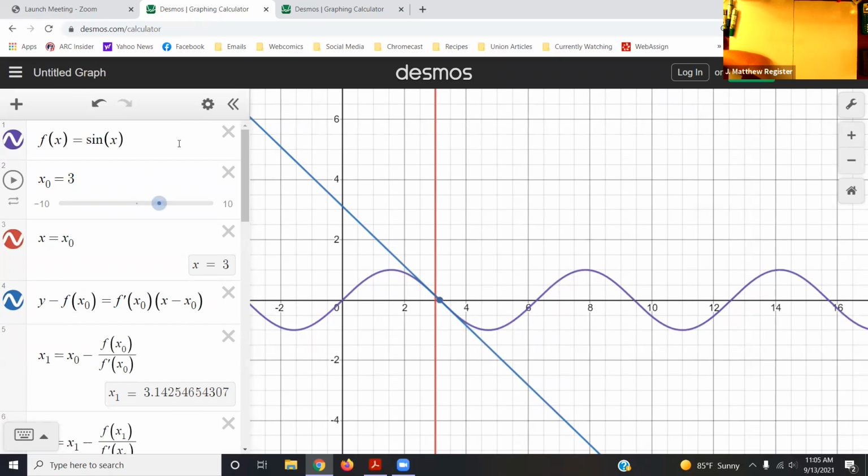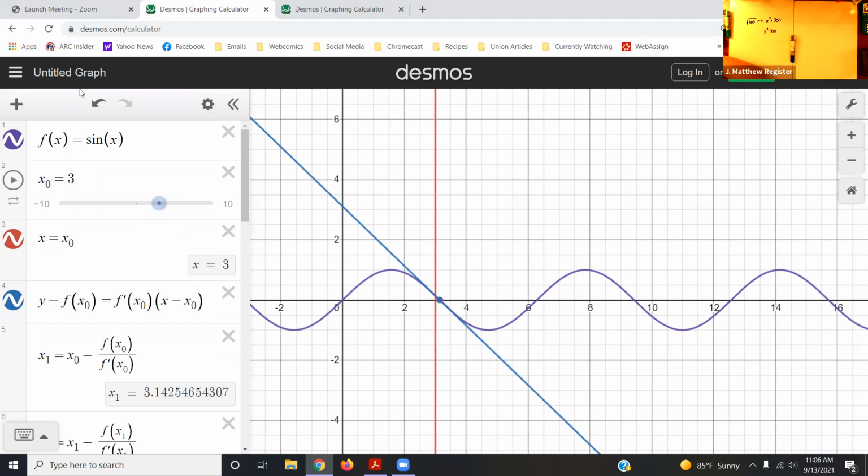And so let's suppose that we wanted to do the square root of 300. Well, the square root of 300 would be the solution to the equation x squared equals 300. And if we wanted to find the 0 of that function, we could do x squared minus 300.